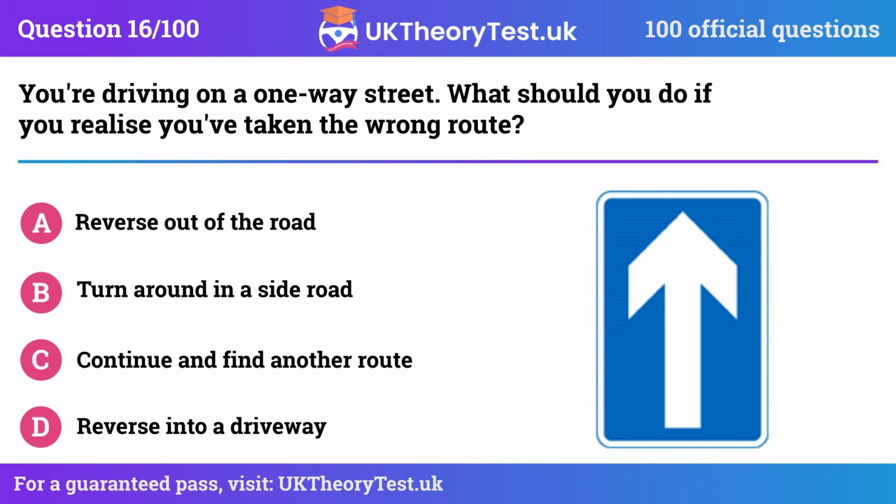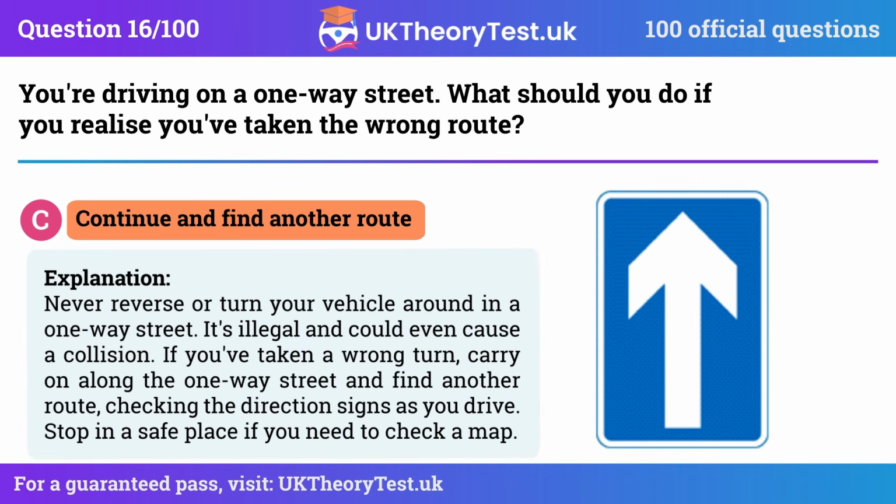The correct answer is C. Continue and find another route. Explanation. Never reverse or turn your vehicle around in a one-way street. It's illegal and could even cause a collision. If you've taken a wrong turn, carry on along the one-way street and find another route, checking the direction signs as you drive. Stop in a safe place if you need to check a map.